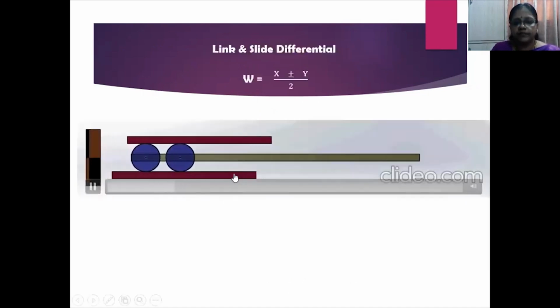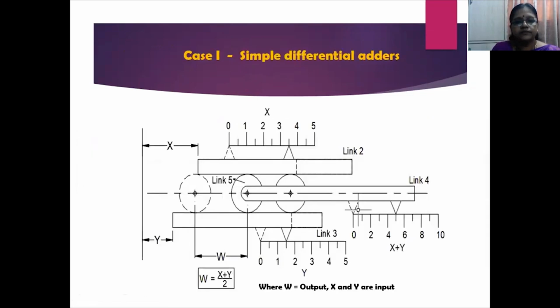Now, going back to the schematic sketch of this mechanism, X and Y are input links. They are differential displacements. X and Y are differential displacements given to link 2 and link 3. Then we can obtain W as (X plus Y) by 2 on link 4. And you can measure the same on the scale fixed to link 4.